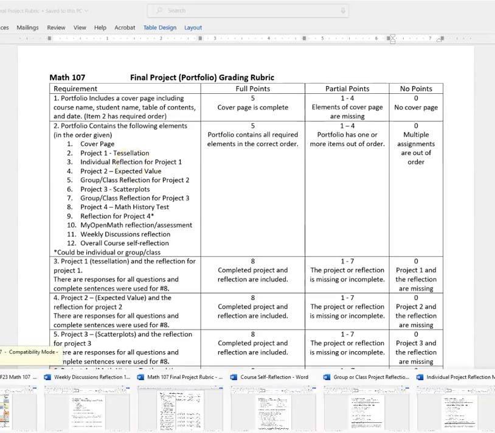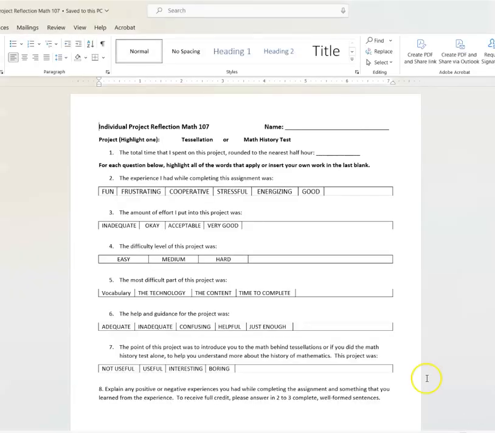But let's look at the reflection, the individual reflection. You're going to use the individual reflection for tessellation. And if you decided to do the math history test alone, you would use this for this as well. Some of you may have done the math history test as a group. You would use the group reflection.